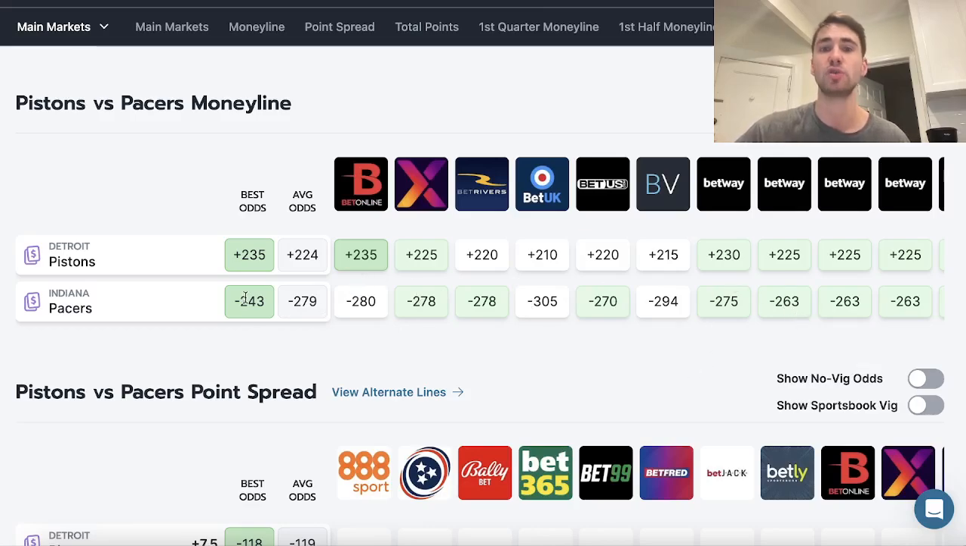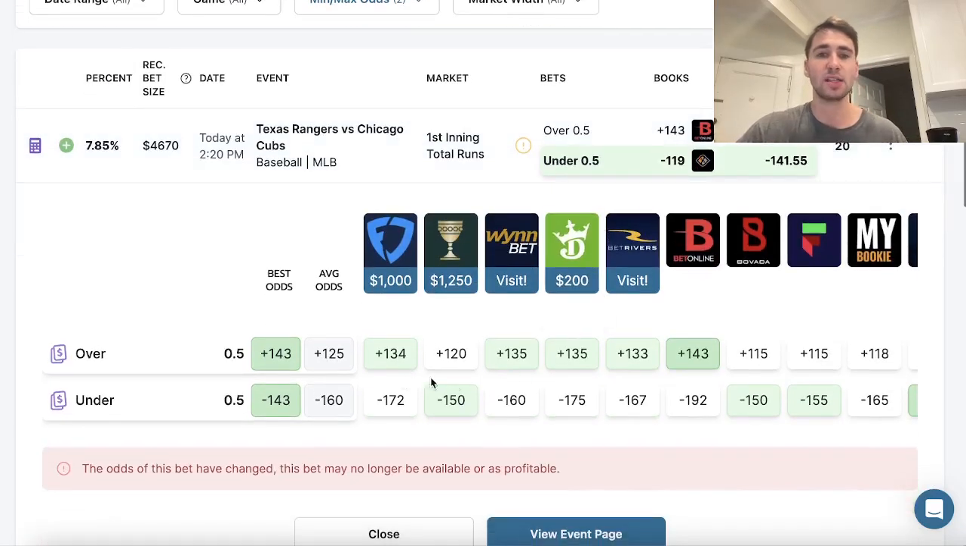Lines are heavily juiced towards the Pacers. If you bet on the Pistons on BetOnline, you can bet $100 to win $235 in profit, right? So when you're betting 100 to win $235 in profit, obviously the Pistons aren't favored to win. The Pacers are heavily favored to win according to the sportsbooks. And it's no different here.